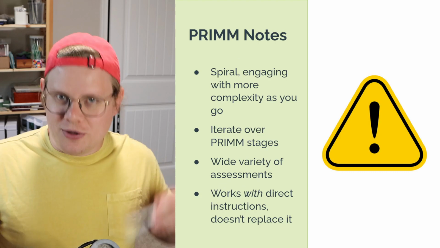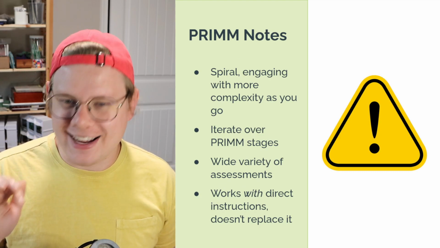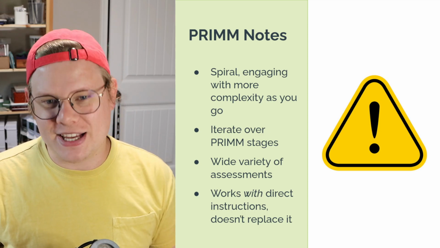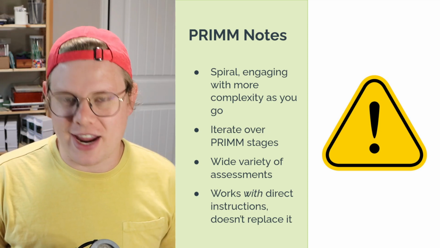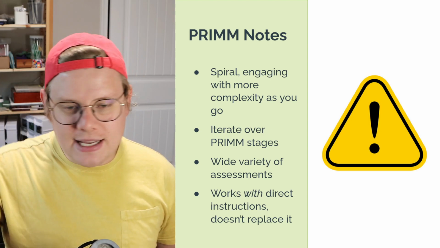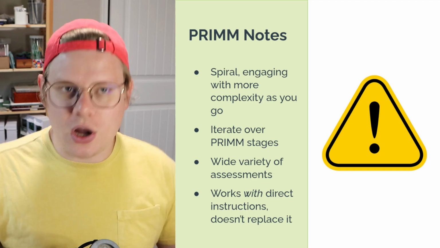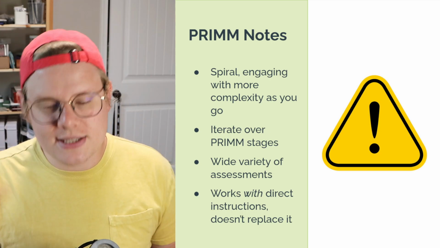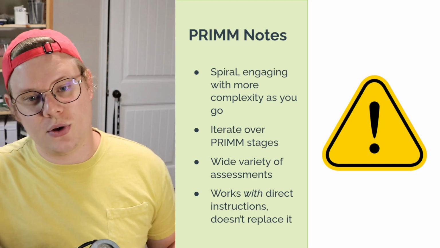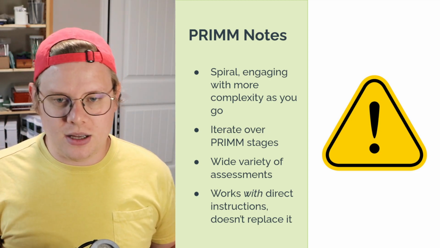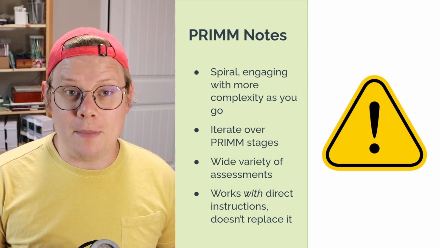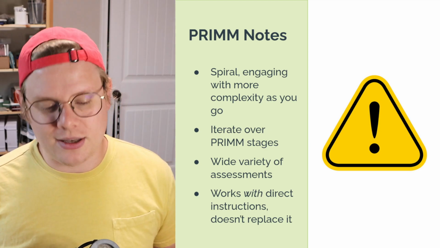Now, I have a couple of notes about PRIMM that I think are worth highlighting here. I'm just going to go through them pretty quickly. First, students don't need to master predicting and investigating before they start modifying and making. You want to move through PRIMM in a spiral, where you start with easy concepts and students are making their own code, but maybe the code's not that complex, and then moving through more advanced things, returning to those predict, investigate, modify, make stages. It's really important that students are making their own things early on, even if they're simple.